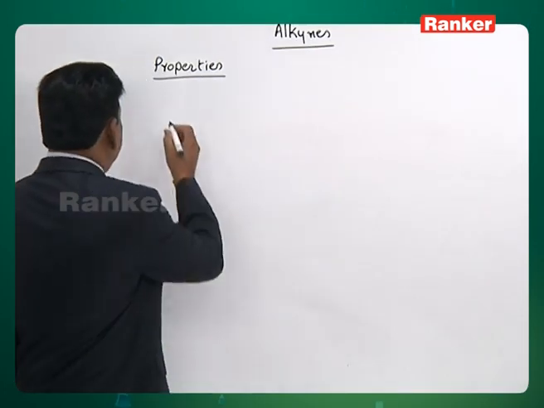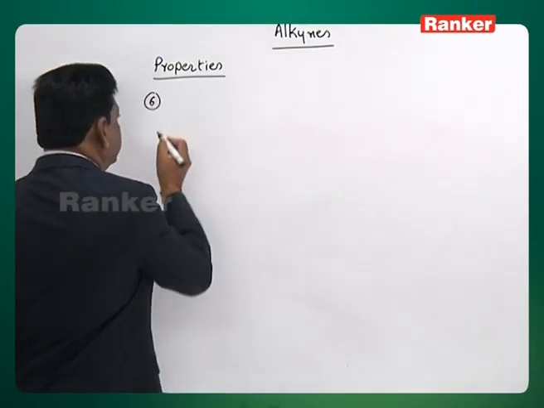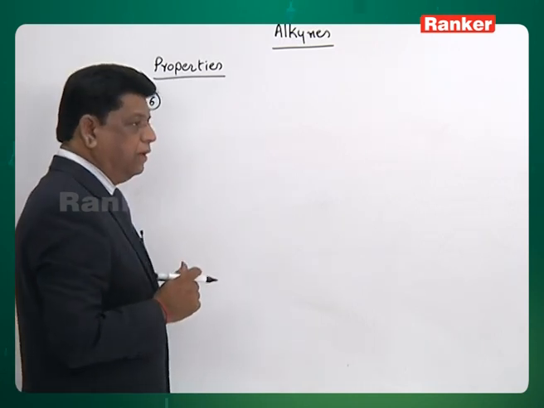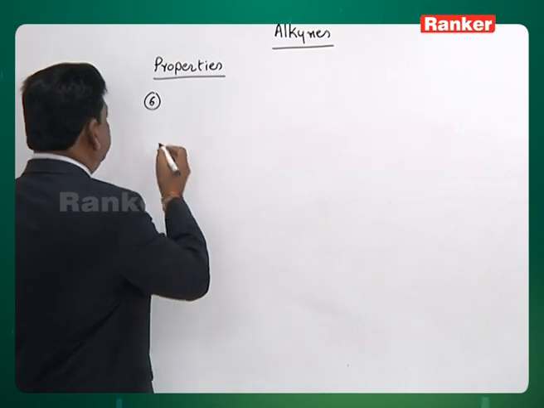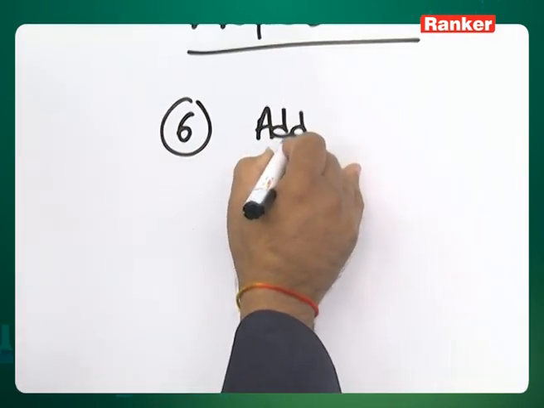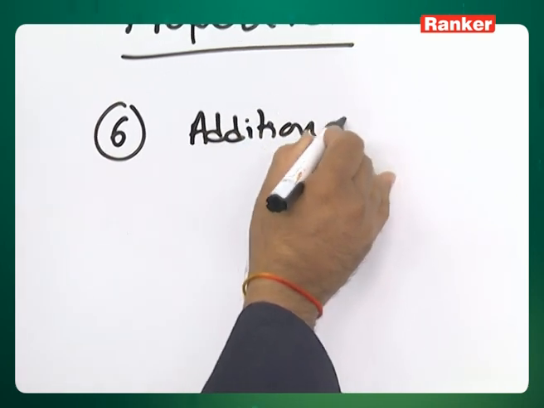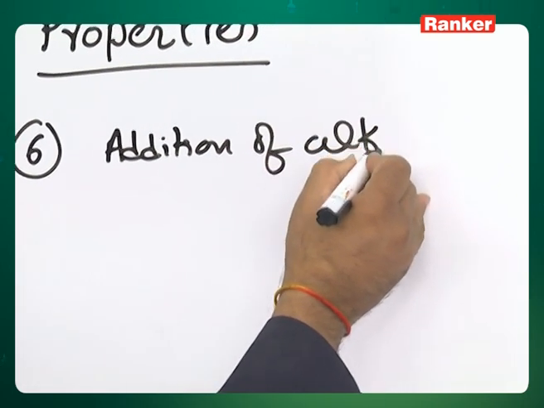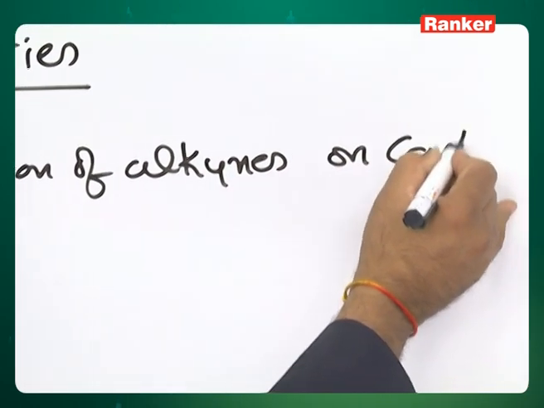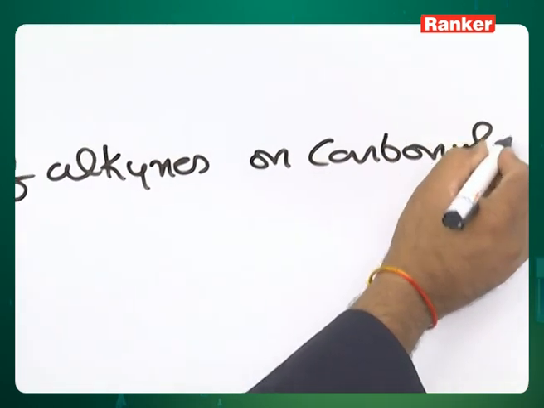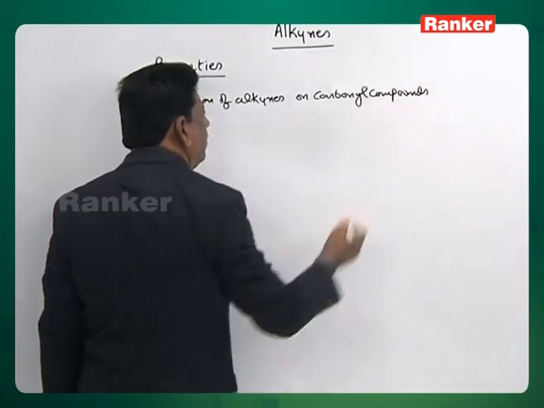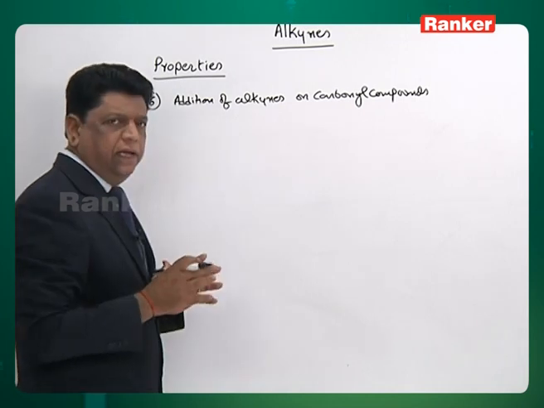So, let us have one more property of the alkynes, the sixth property. This is also a very good reaction. This is an addition of alkynes on carbonyl compounds. Now, the reaction is slightly in another way.